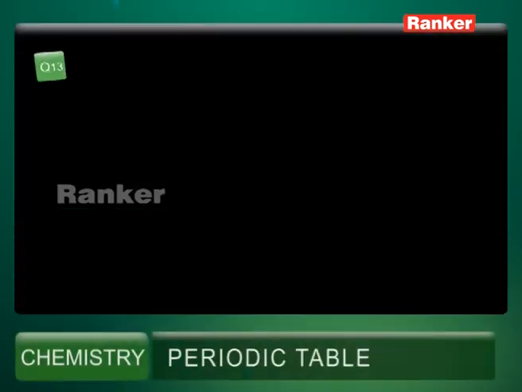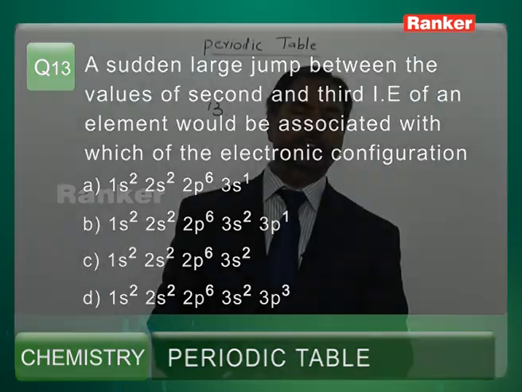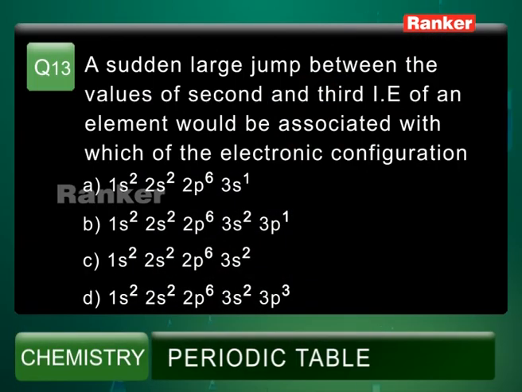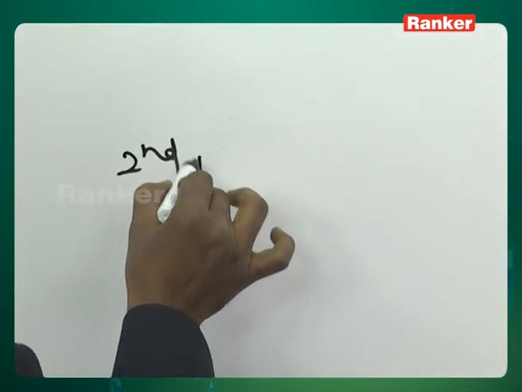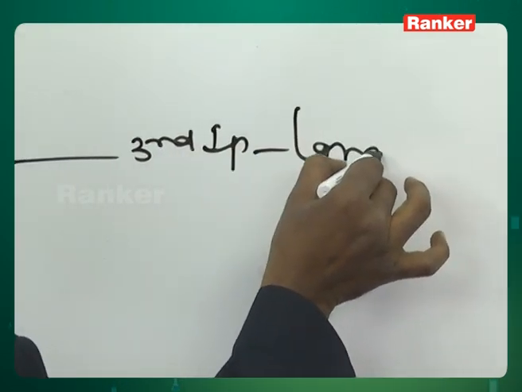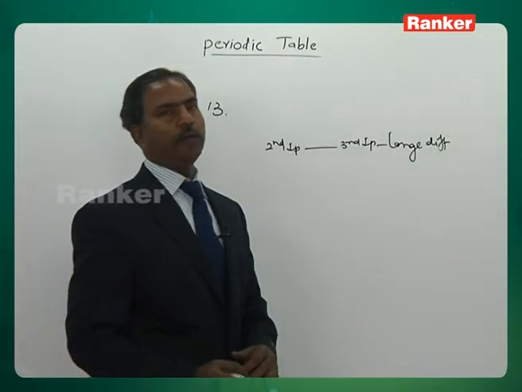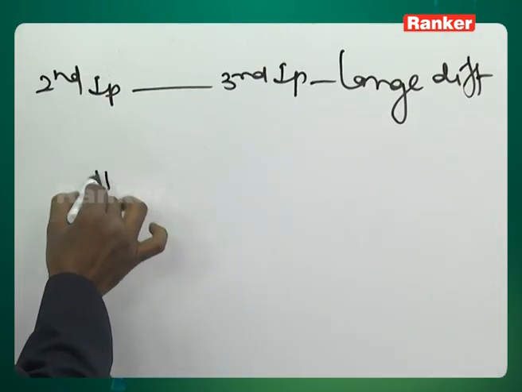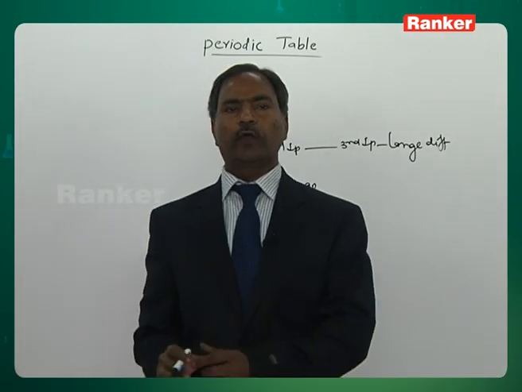Question number 13. A sudden large jump between the values of the second and third ionization energies of an element would be associated with which of the following electronic configurations? What is given is a large sudden difference of energy between the second and third IP values. Let me write here second IP, third IP, large difference there. Wherever a large difference from second to third IP is there, that should belong to a second A group element.